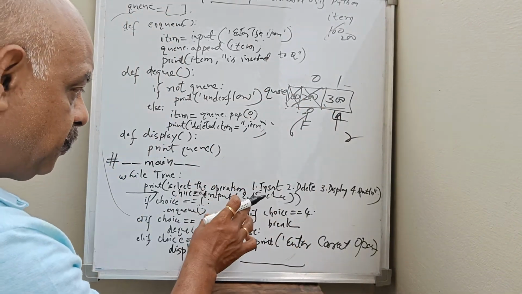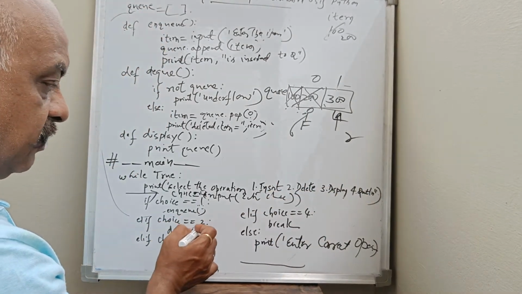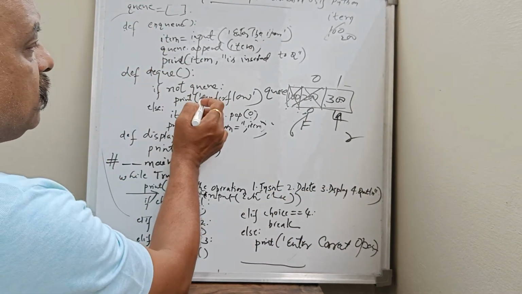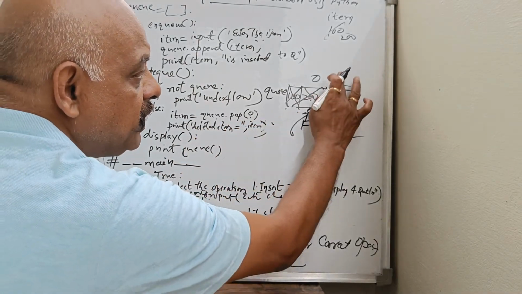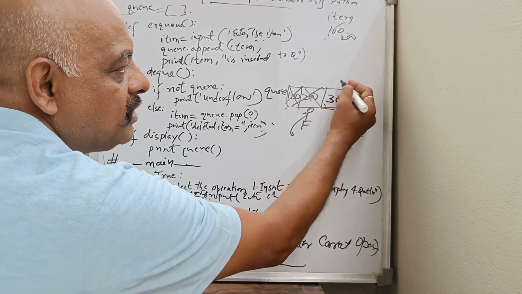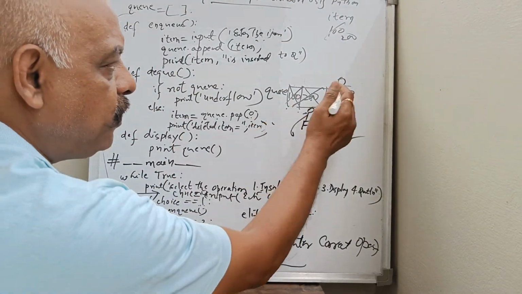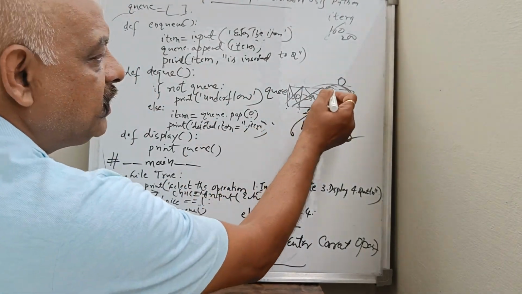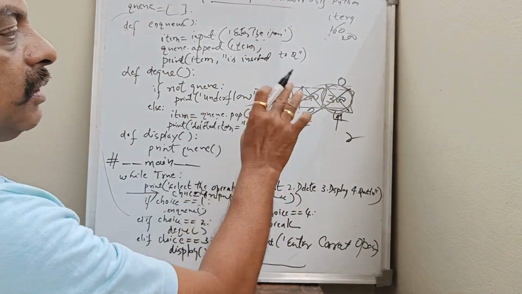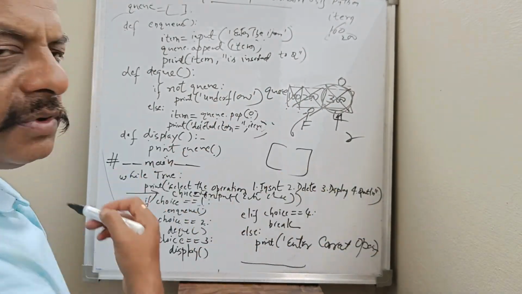Again it comes back to the main program. You have 4 options. Again I want to delete, so I type choice 2, dequeue. This will be false, and queue.pop(0) removes the element. Once you remove it, this becomes 0. Only one element is present in the queue, and the deleted element is 300. Now the queue is empty. If you display the queue, it displays just an empty queue.